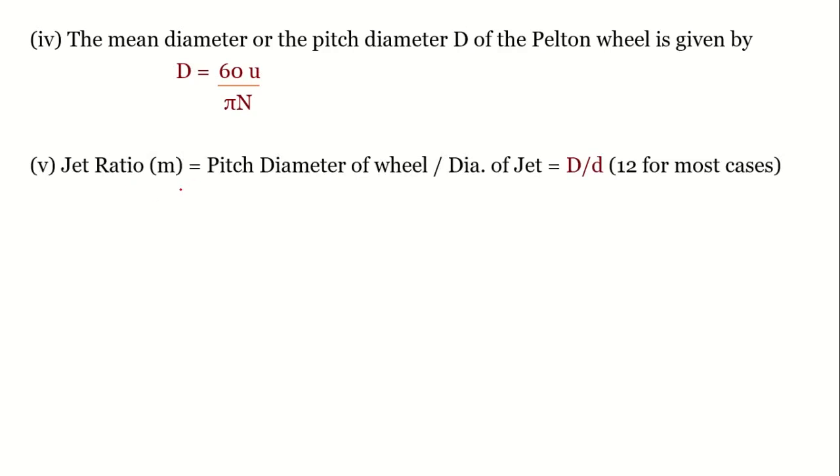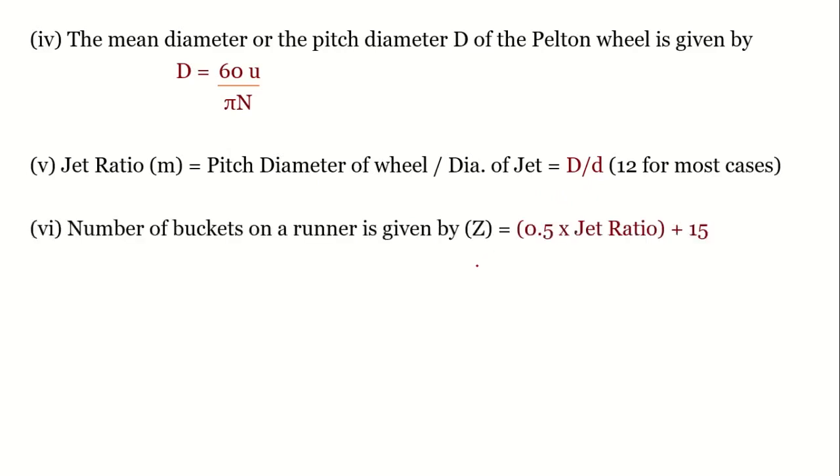Next, coming to jet ratio. The jet ratio is denoted by the symbol m, which is the ratio of the pitch diameter of the wheel, meaning the entire diameter of the wheel, to the diameter of a single jet, which is denoted by capital D by small d. And for most of the cases we take the m value as 12. Otherwise, if the ratio amongst them is given, we can use that given data accordingly.